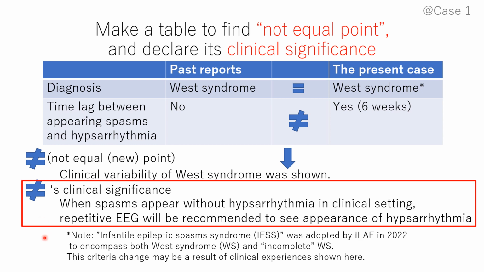As I indicated in the previous slide, IESS was adopted by ILAE in 2022 to encompass both West syndrome and incomplete West syndrome like ours. This criteria change may possibly be a result of clinical experiences shown here.